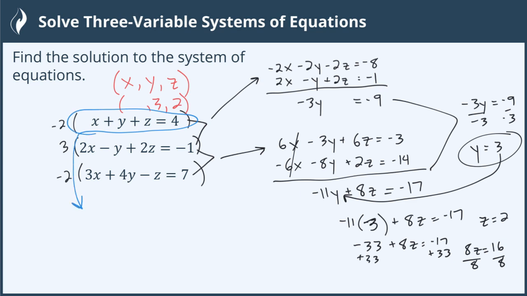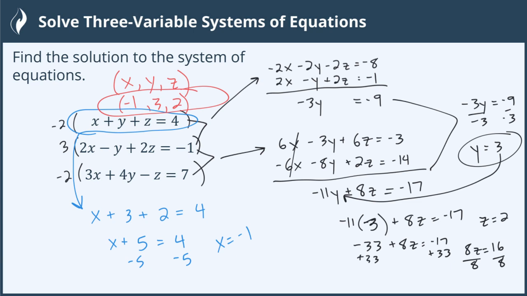If I plug these in, I have x, because I don't know what that is, plus y, so plus 3, plus z, which is 2, is equal to 4. And now I'm solving for x. So I have 3 plus 2, which is 5. And then I'm subtracting 5 on both sides, and I get x equals -1. So this right here is going to be my final answer, -1, 3, 2.